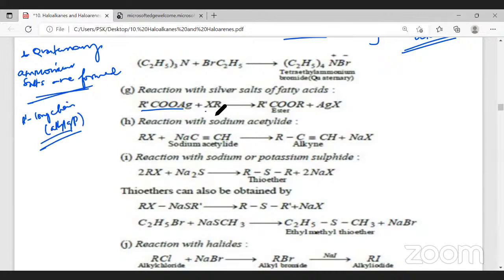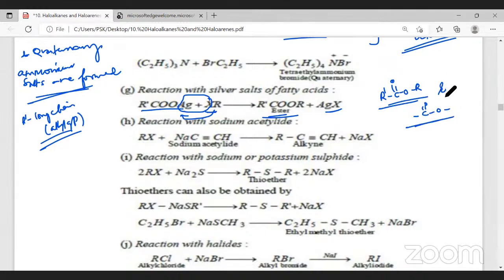Now an alkyl halide, we represent it as RX. So what happens when the silver salt of fatty acids is allowed to react with RX? Ag and X get eliminated as AgX. In place of Ag, R goes. So what do you get? You get R-COOR. It is called an ester. It will be R-C double bond O single bond O-R. Any organic compound which contains C double bond O and O as a functional group is called an ester.